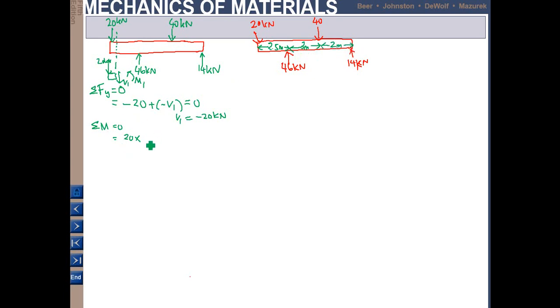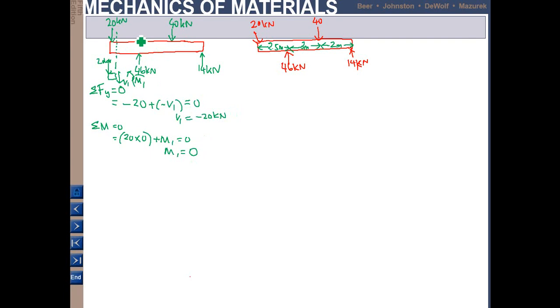Okay, so 20 times 0, and then plus M1 equals 0. So M1 is equal to 0. Okay, and then we move to the second point, which is this one.